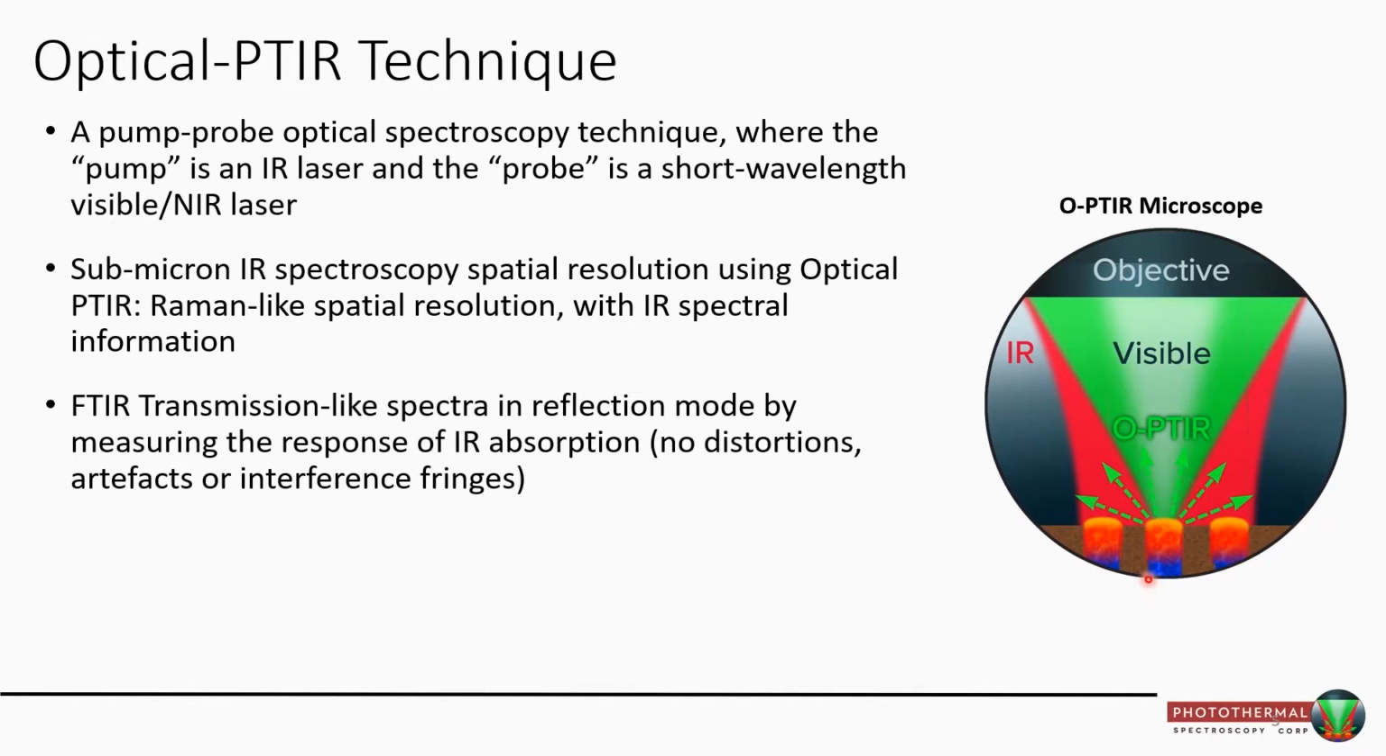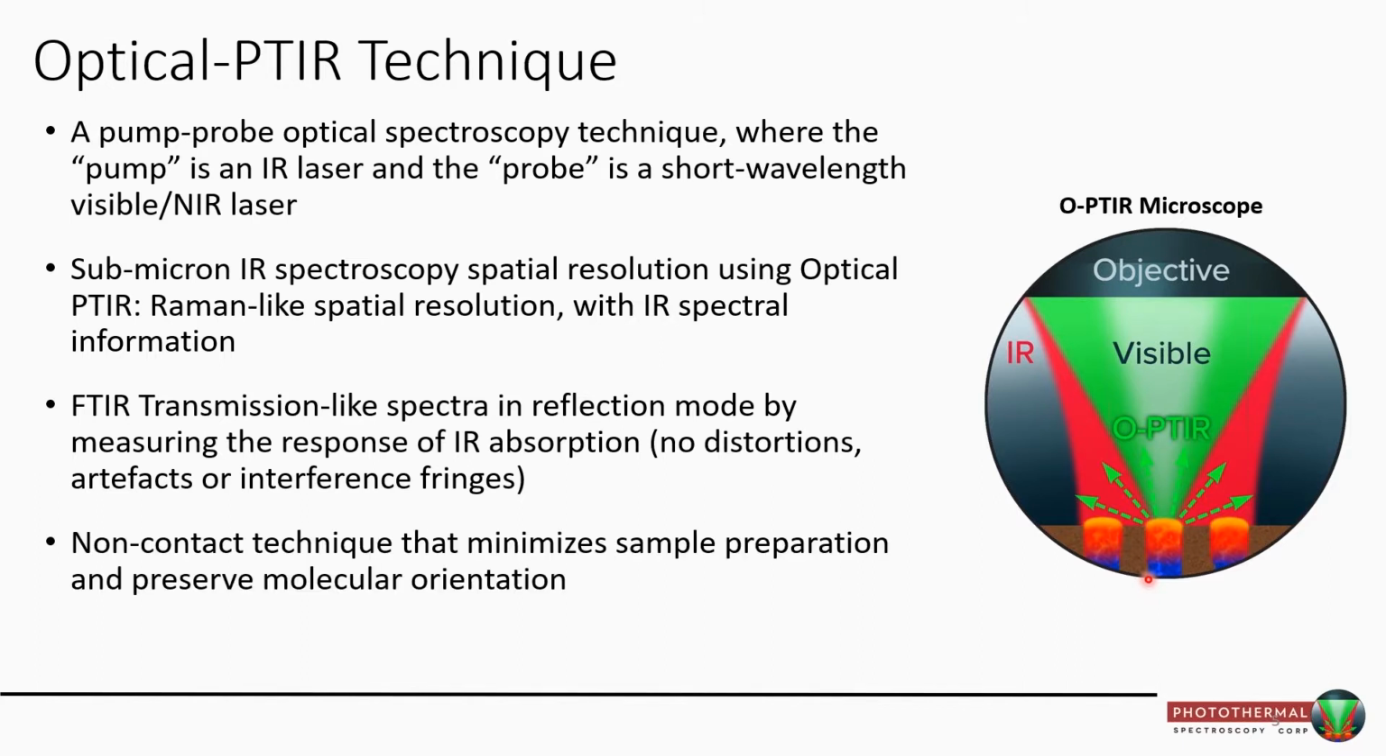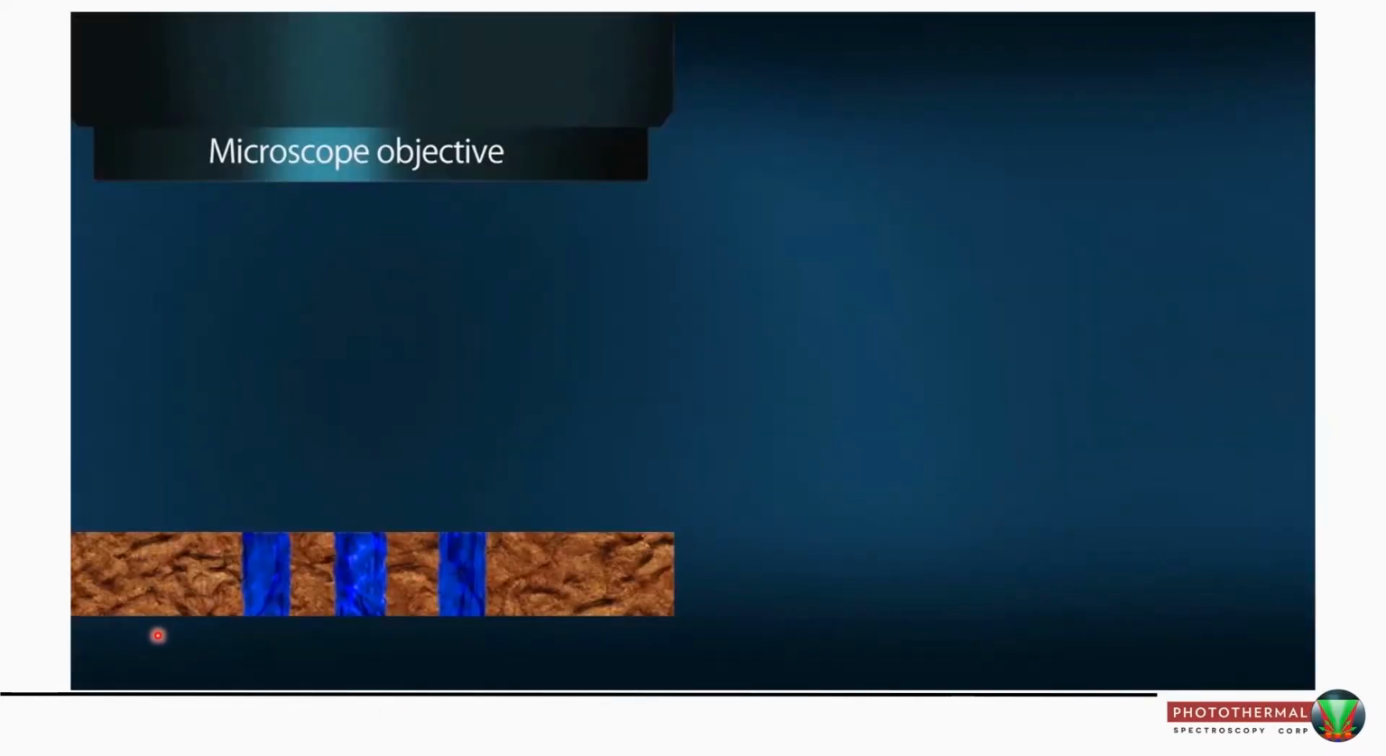Even though we operate primarily in reflection, we can operate in transmission, but primarily reflection, we end up with transmission-like, quote-unquote, FTIR spectra. So the spectra are clean, no distortions, no scatter artifacts, no interference fringes, and so on. It's non-contact, so that minimizes sample prep, and the spatial resolution is infrared wavelength independent.